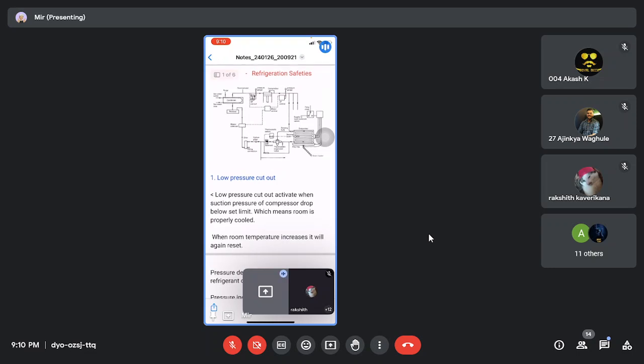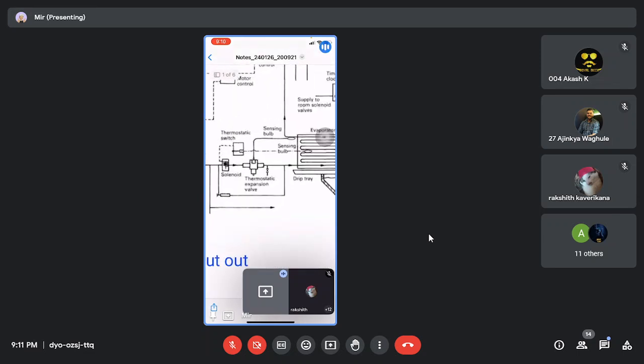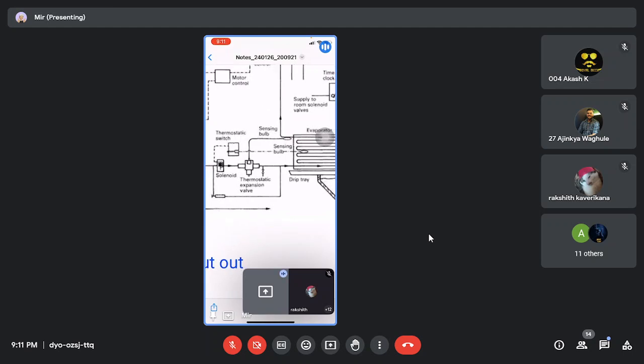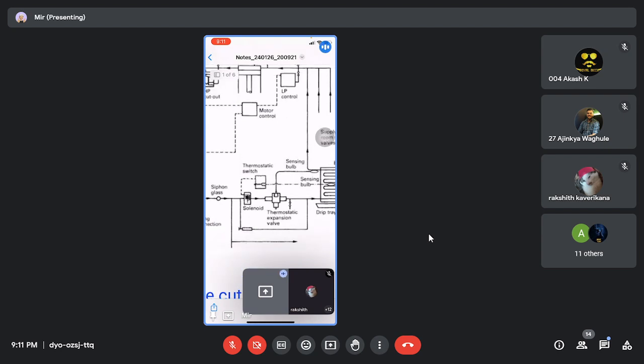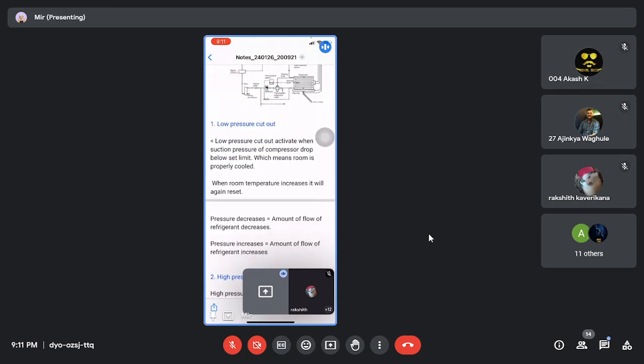Okay, many have asked how pressure decreases or increases. Like, pressure depends on which point? Pressure decreases means the amount of flow of refrigerant also decreases. When the room is completely cooled, there is a solenoid valve and a thermostatic switch that gives a signal. It will switch the solenoid valve on and off. It will turn off, and it will decrease the amount of flow, or turn off completely.